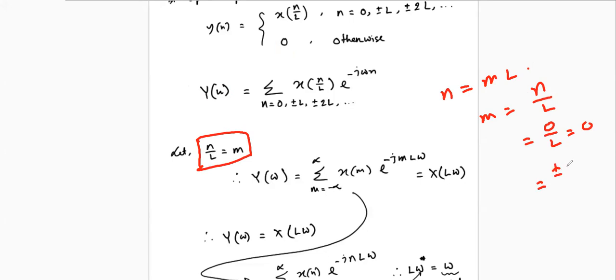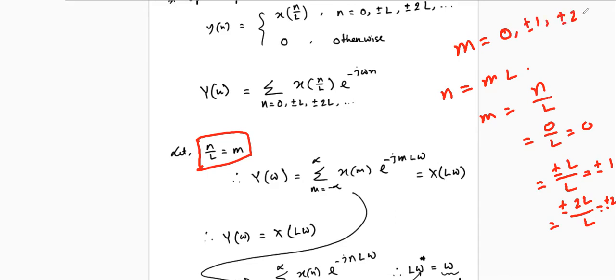n equal to plus minus L divided by L shows plus minus 1. Plus minus twice L divided by L gives plus minus 2, something like that. So what is the spectrum of m then? The spectrum of m is equal to 0, plus minus 1, plus minus 2, up to plus minus infinity. So we can say that the spectrum of m is from minus infinity to plus infinity.